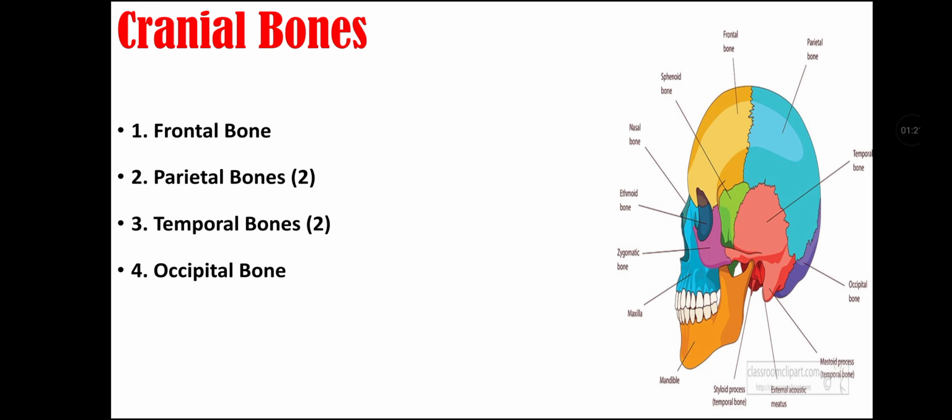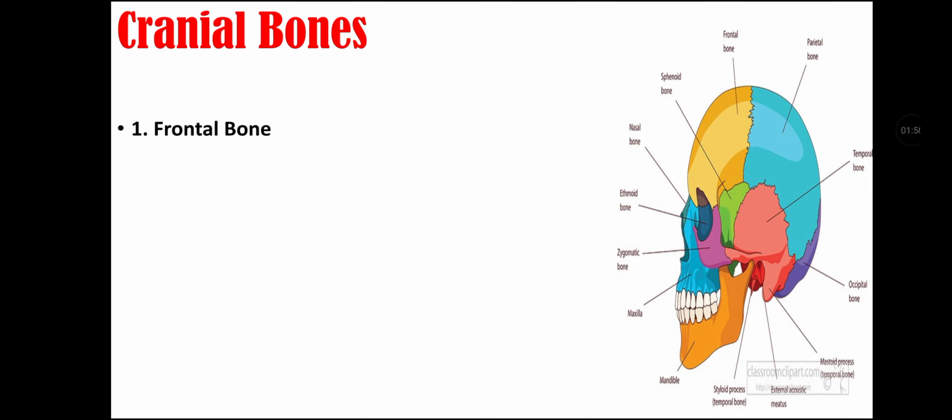Next cranial bone we have is occipital bone. As you can see in diagram, the purple color bone that is behind the parietal and temporal bone is occipital bone. Next cranial bone we have is sphenoid bone. As you can see in diagram, the green color bone between frontal, parietal and temporal bone is the sphenoid bone. And then we have ethmoid bone, as you can see it from the orbital cavity in this diagram. Now let's talk about these cranial bones one by one.